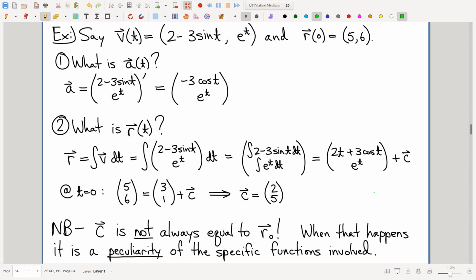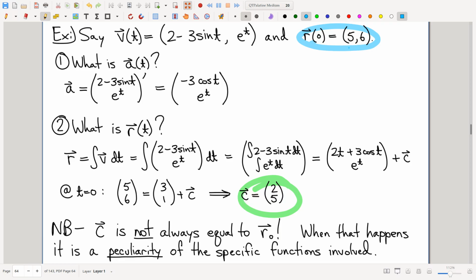Here's the myth that is a real problem. A lot of people think your integration constant is the same as your initial value, and that is just not true. It's just straight up not true. Here's an easy example. Look at our integration constant, which ends up being 2, 5. Look at the initial condition that was given. They're clearly different. They're clearly not the same.